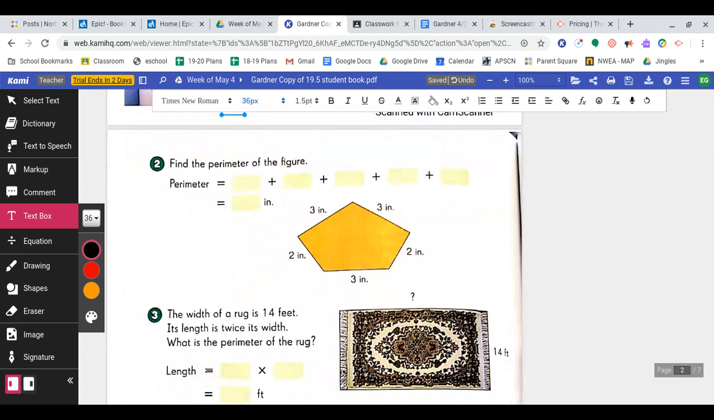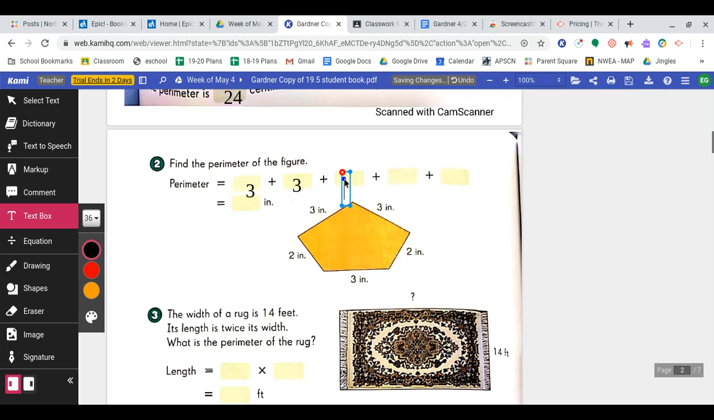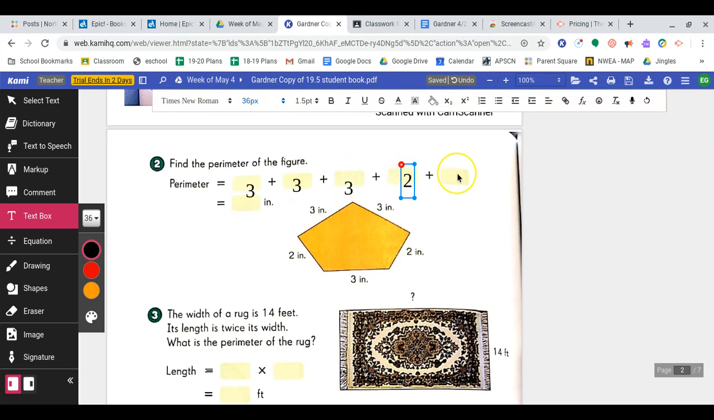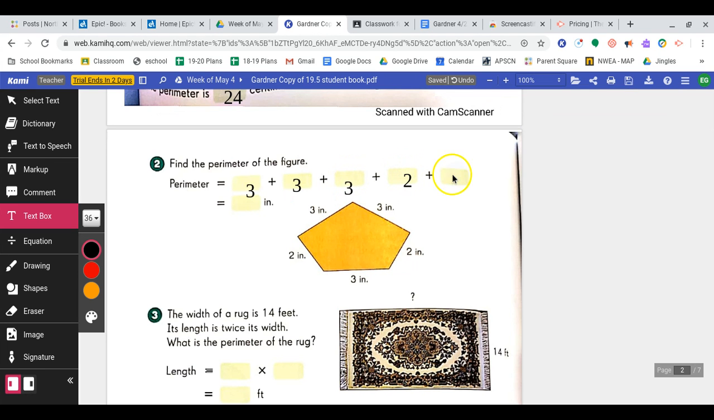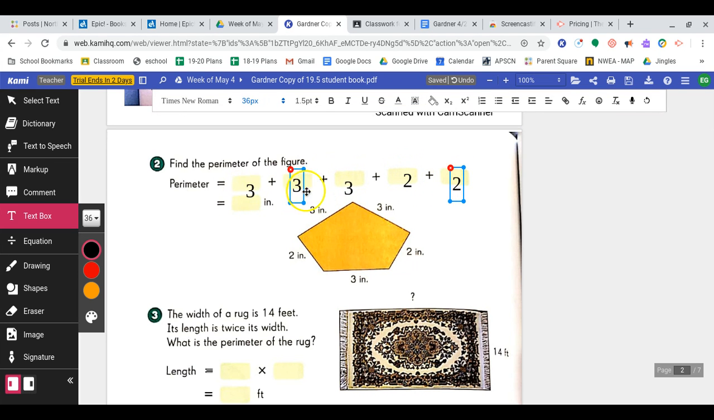Now find the perimeter of this figure, which has the length of each side given to you. 3 of the sides are 3 inches, 2 of the sides are 2 inches. So we add all of them up to find the perimeter. 3 plus 3 plus 3 plus 2 plus 2. There it is. 3 groups of 3 is equal to 9, plus 2 groups of 2 is equal to 4. So 9 plus 4 is 13.